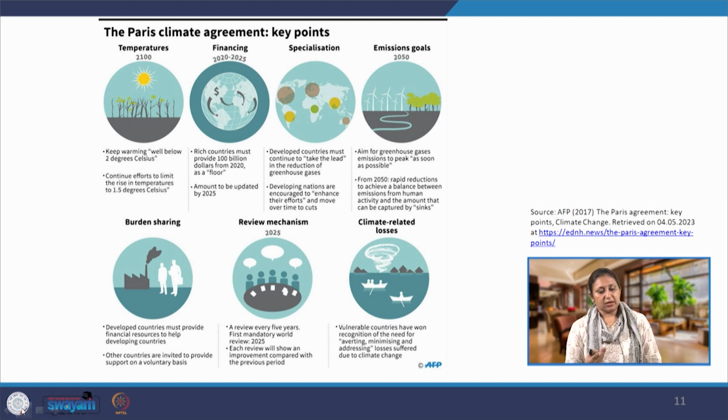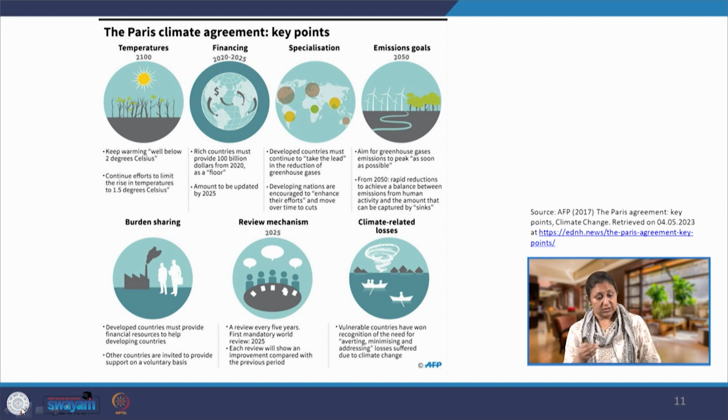Then we are talking about specialization. So, it asks developed countries to take the lead in reducing greenhouse gases, while developing nations are encouraged to enhance their efforts. So, that is within specialization. And as far as emission goals are concerned, the goals have been set for 2050, and the intent is to reduce the greenhouse gas emissions, and overall there has to be a balance achieved between emissions from human activity and the amount that can be captured by the sinks. So, kind of striking a balance.